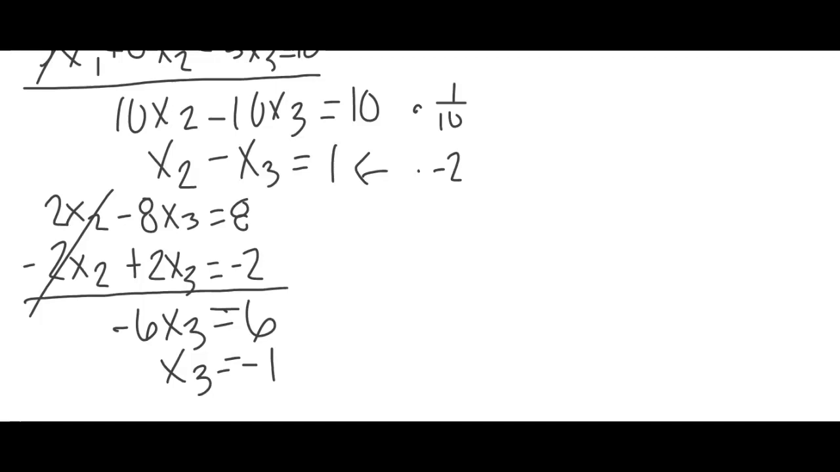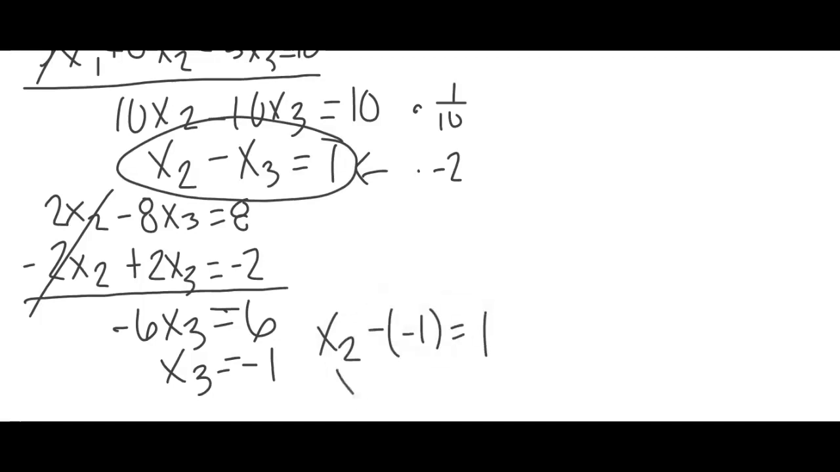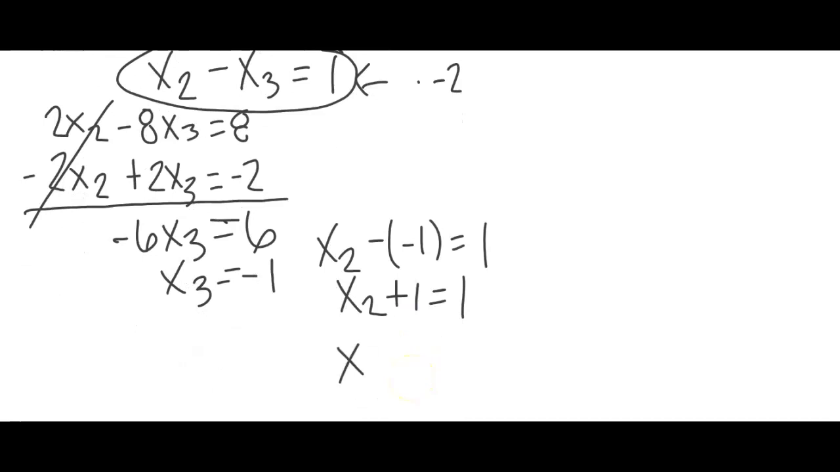I can then go back into any of those other equations and back solve this. Let's just go with this one right here because it's right here in front of us. So I know that x2 minus -1 equals 1. x2 plus 1 equals 1. Well, then that means that x2 must be 0.